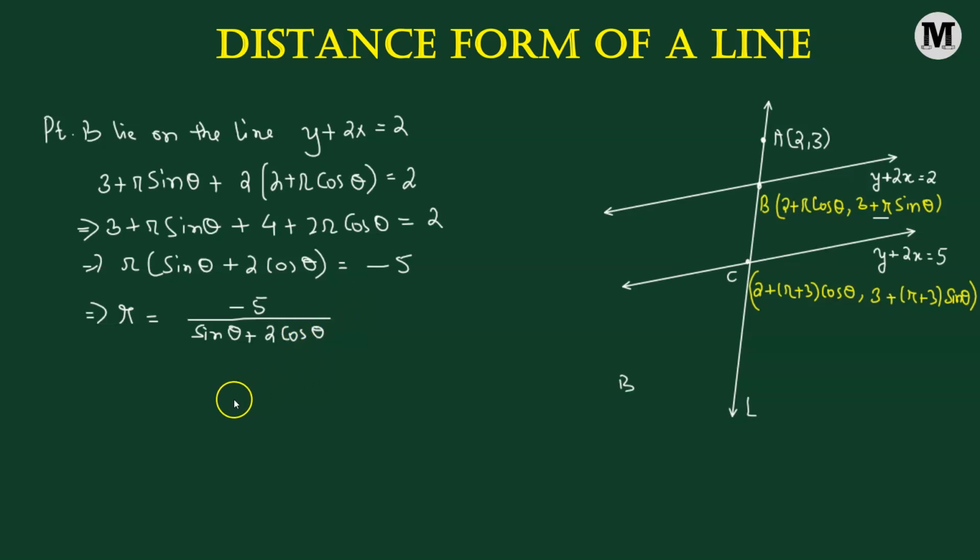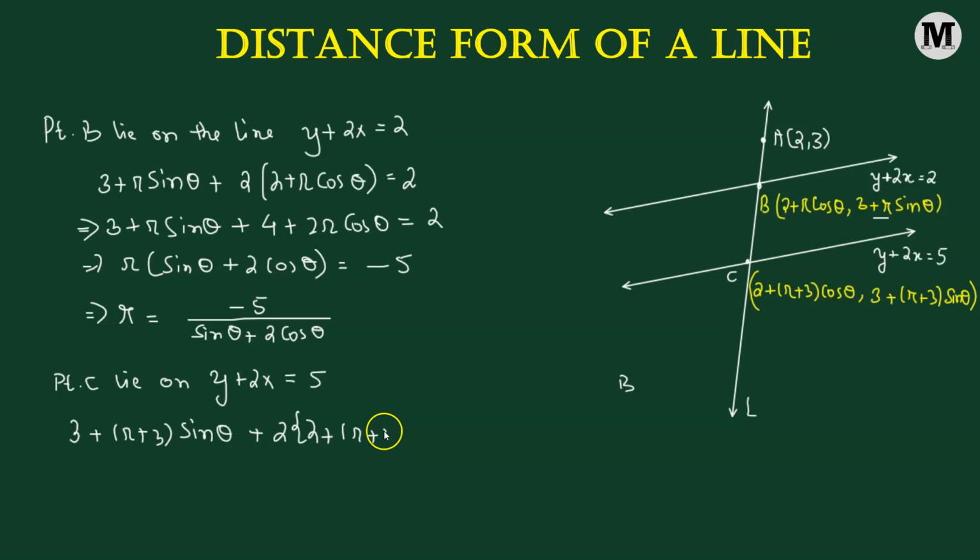We'll keep this aside for the time being. Similarly, we can say that C lies on the line y plus 2x equals 5. So we have the point C lie on the line y plus 2x equals 5. So what we'll do, in place of y, we replace it with 3 plus r times sine of the angle theta, and 2 times x. So x is going to become 2 plus r times cosine of the angle theta, and that is going to be equal to 5.